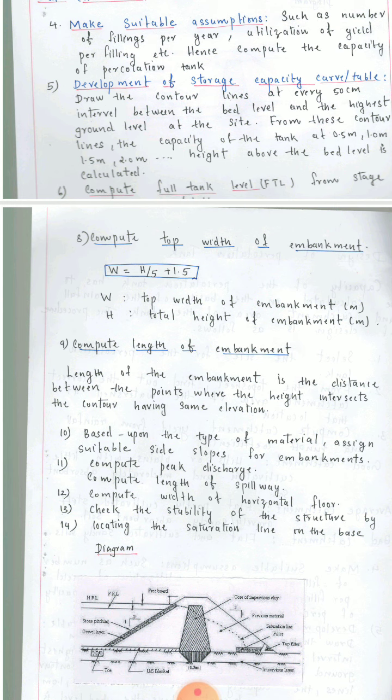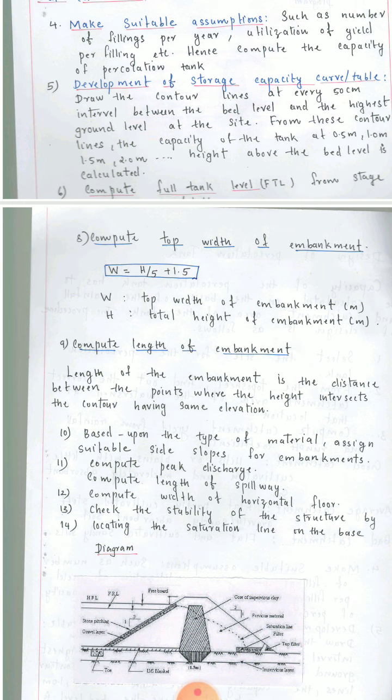Next is to compute the full tank level from the storage structure. Next is to compute the top width of the embankment, which can be derived by W = H/5 + 1.5, where W is the top width of the embankment and H is the total height of the embankment.